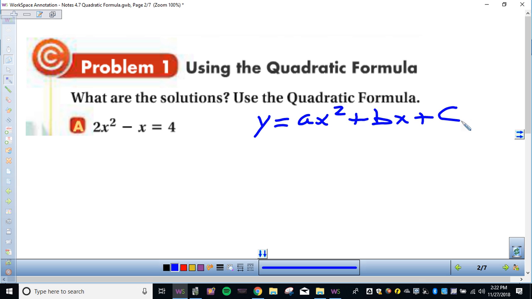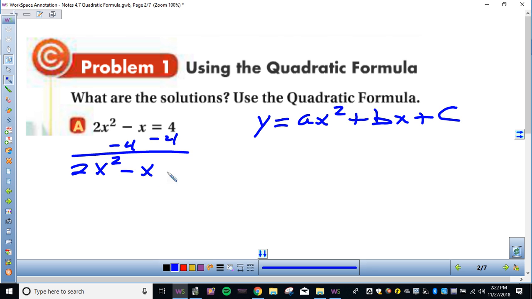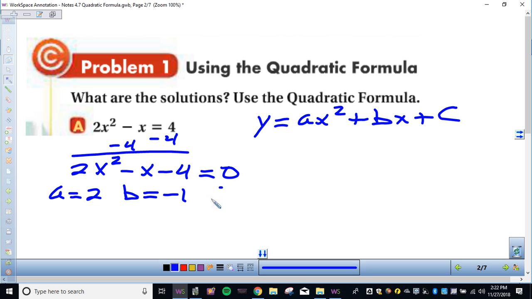So to make it look like this on the right here, I have to subtract 4 from both sides first. So I get 2x squared minus x minus 4 equals 0. And then you identify a, b, and c from here. So a equals 2, b equals negative 1, and c equals negative 4.